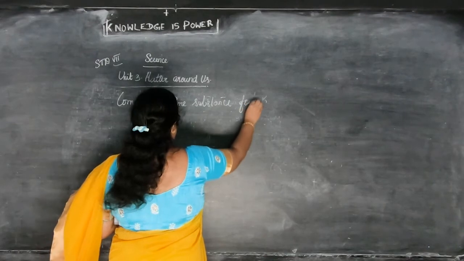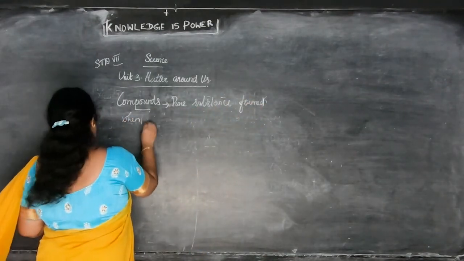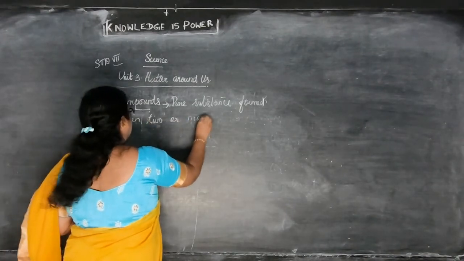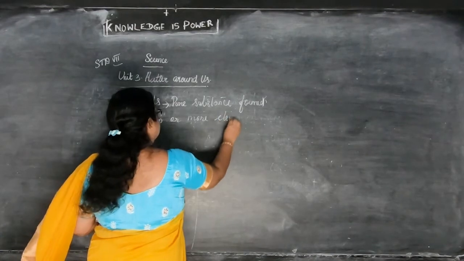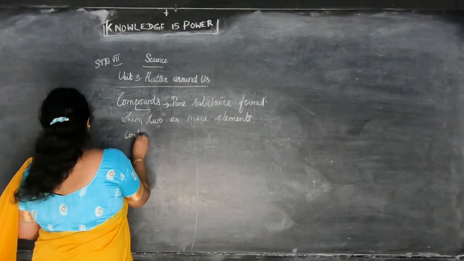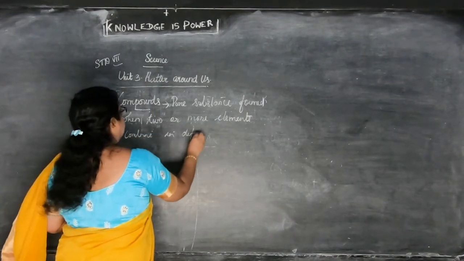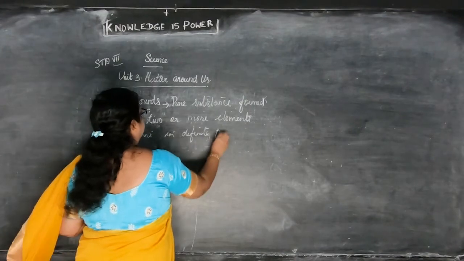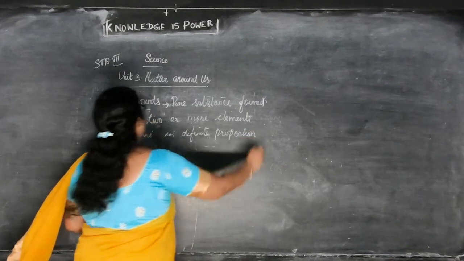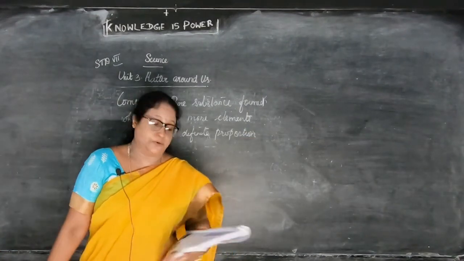A compound is a pure substance formed when two or more elements combine in definite proportion. Chemically, in definite proportion. So what is that, children? A pure substance formed when two or more elements combine in a definite proportion.